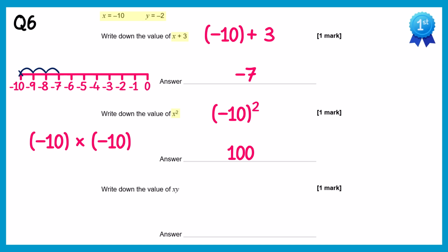For the final part of the question, we have xy, which means x multiplied by y. So let's change the x for -10 and the y for -2. So we just need to multiply -10 and -2. Once again, we're multiplying 2 negative numbers together here, and when you multiply those, you get a positive result. So 10 times 2 is 20.